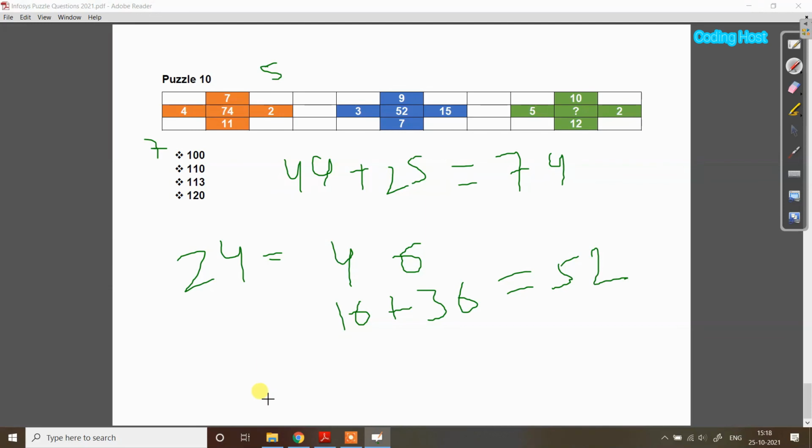10 minus 2 is 8 and 12 minus 5 is 7. So square of 8 is 64 plus square of 7 is 49. So after adding these two numbers, we will get 113. So 113 is the right option.